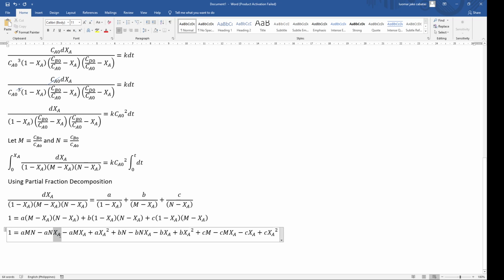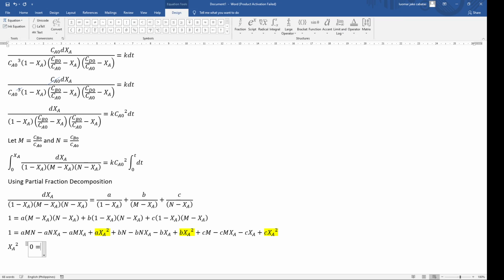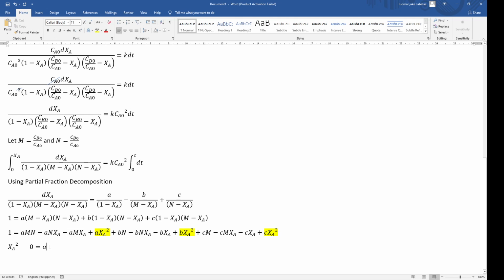the coefficients for xa squared, and the constant. So for xa squared, we have this, and this. We have 0 is equal to, since wala tayo dito, xa squared on the right side, on the left side of the equation. So taking the coefficients, we have a plus b plus c.